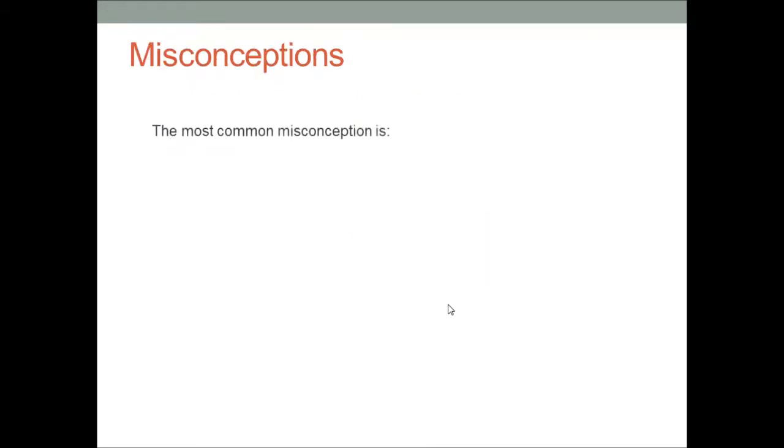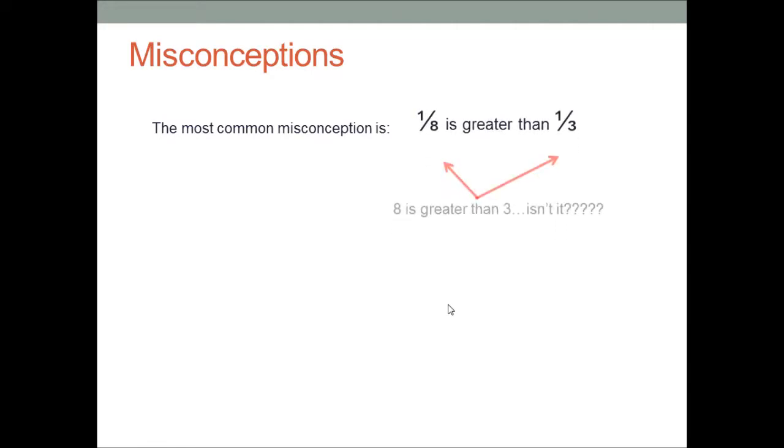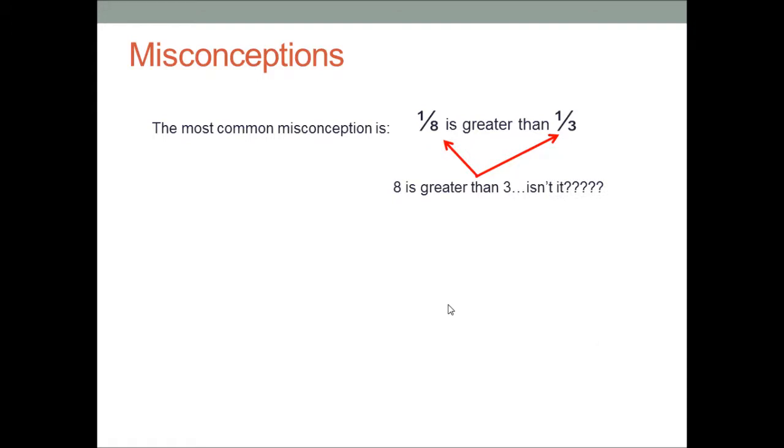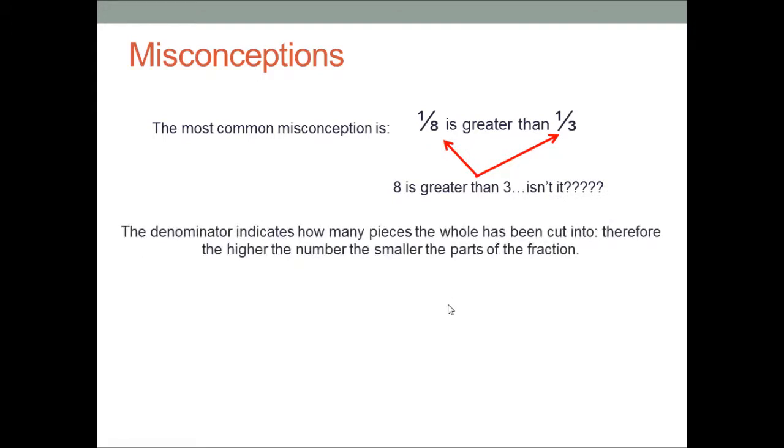Some of the common misconceptions. This is the most common misconception. They have a look at this and they say 1/8 is greater than 1/3 because 8's greater than 3, isn't it? That's just logical. Surely that's the case. However, the denominator, which is the bottom number, indicates how many pieces the whole has been cut into. Therefore, the higher the number, the smaller the parts of the fraction.